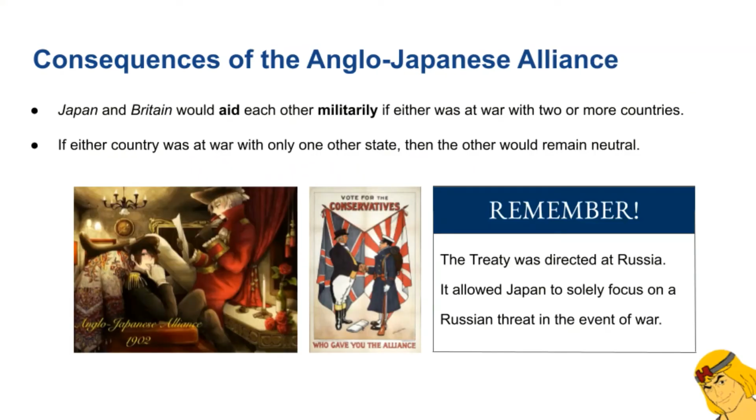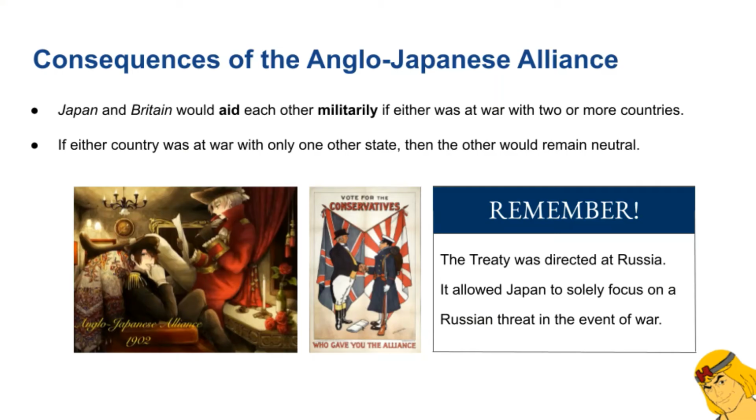So what were the consequences of the Anglo-Japanese alliance? First of all, Japan and Britain would now aid each other militarily if either was at war with two or more countries. If either country was at war with only one other state, then the other would remain neutral.